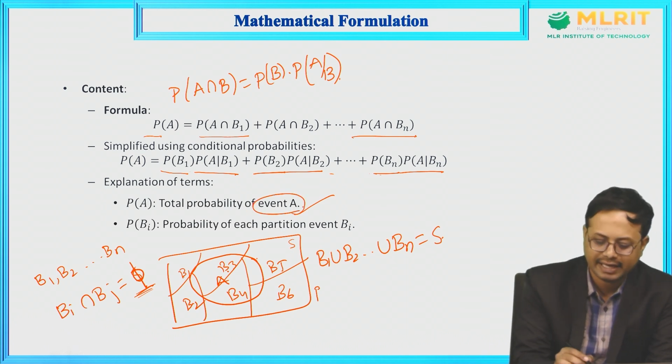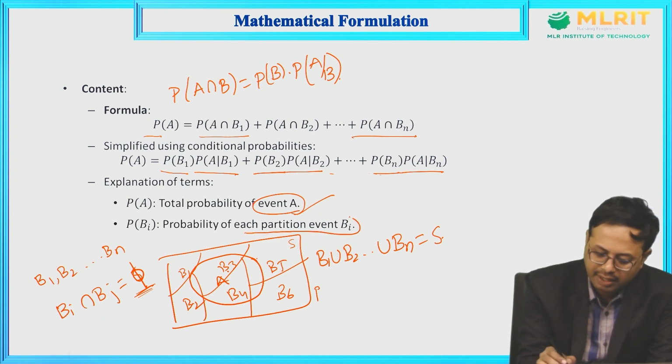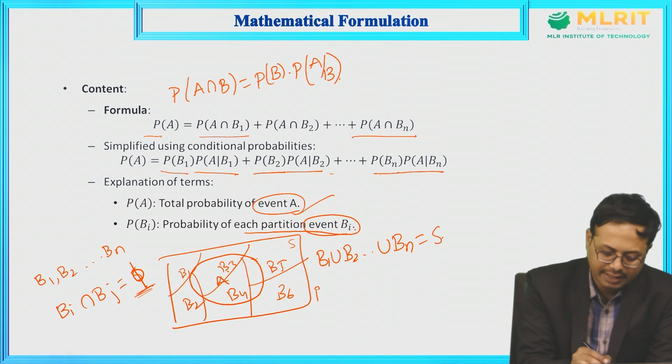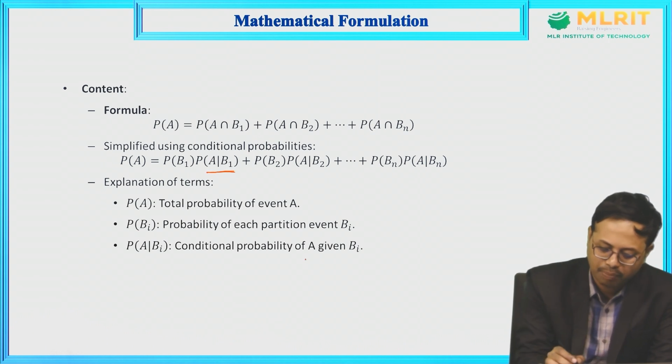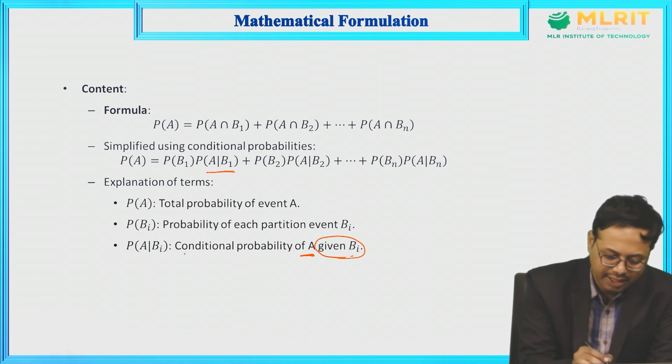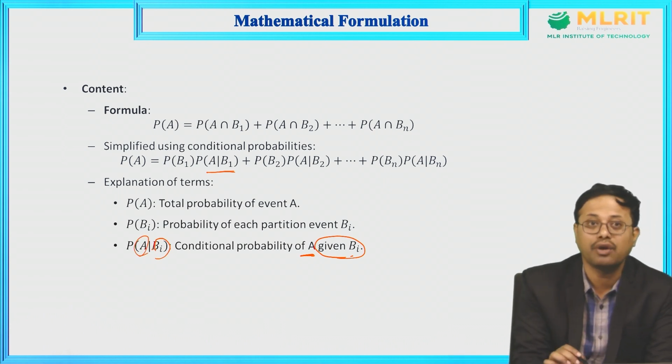We are calculating the probability for a particular event, and P of Bi represents the probability of each portion Bi. Each portion Bi is a partition. P of A given Bi represents the conditional probability of A given Bi. The part after the bar is the given part, and the part before it is the unknown portion.